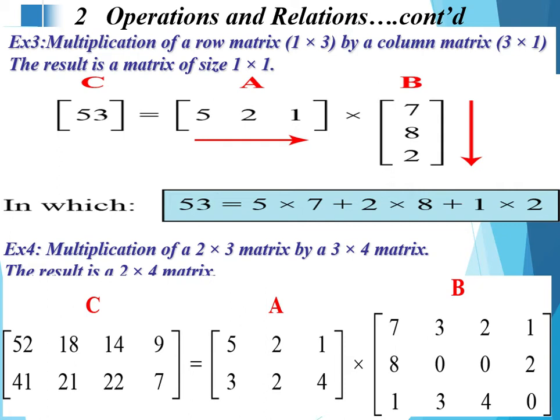If each element of A is called A_ij, and each element of matrix B is called B_jk, then each element of matrix C is C_ik.